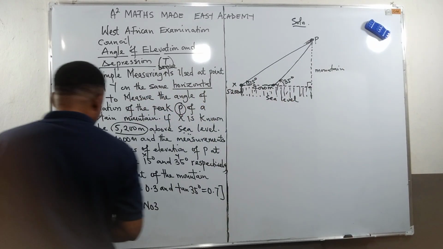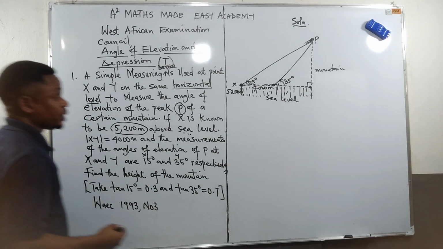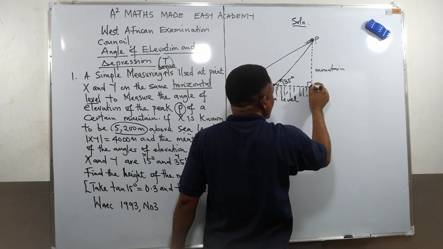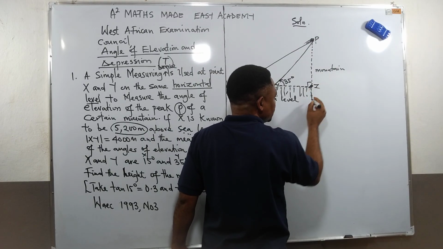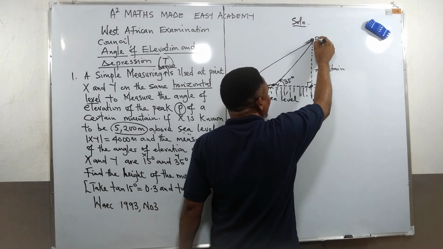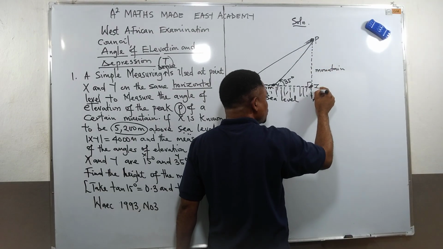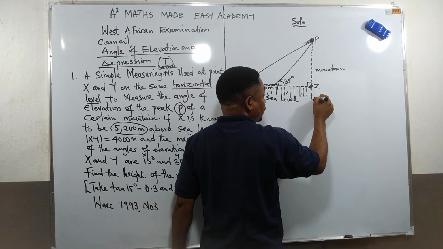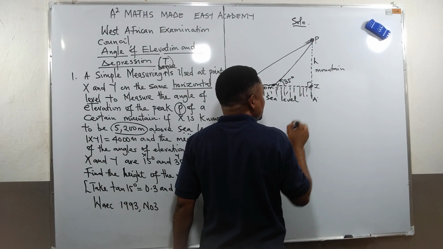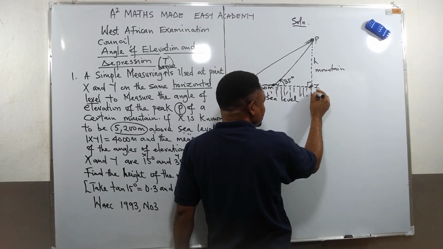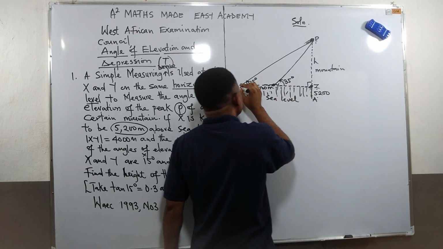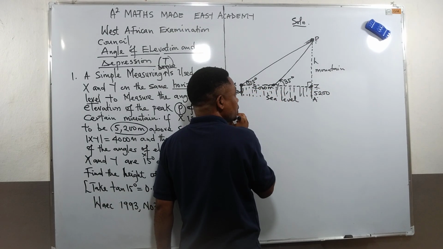Now, the question says, find the height of the mountain. From here to this point, let's call it point Z. If I add this, call it point A, it covers both the height of the mountain and the sea level. That is exactly what we are looking for. Once we discover the height of the mountain, from B to Z, we add it to the sea level, which is 5,200 meters. Remember that this one is the same as this one. Am I communicating now? Do you understand me now?